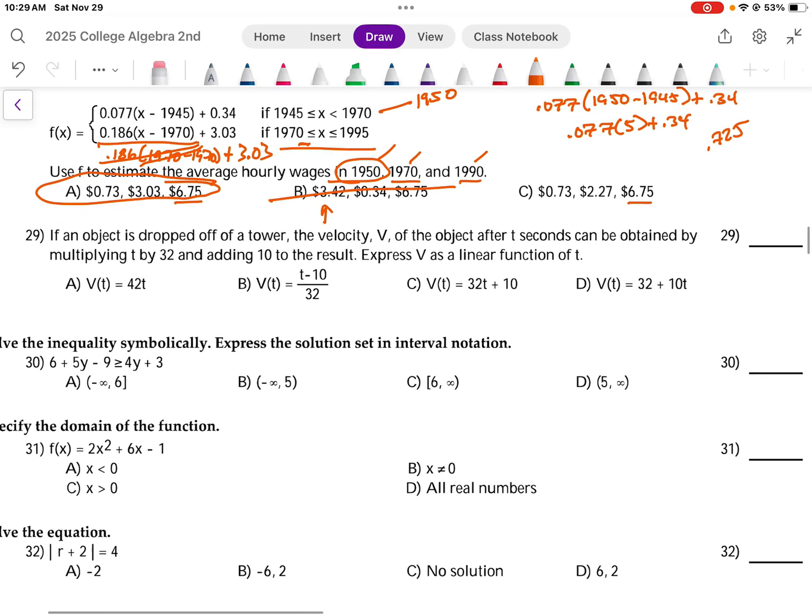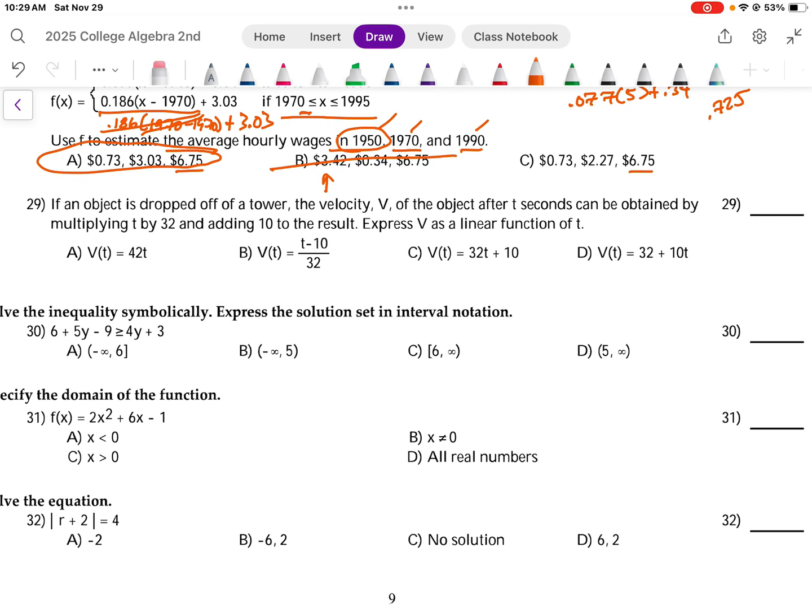All right, if an object is dropped off the tower, the velocity of the object t seconds after can be attained by multiplying t by 32 and adding 10 to the result. So 32 times t, then adding 10 to the result. That would be that one right there.